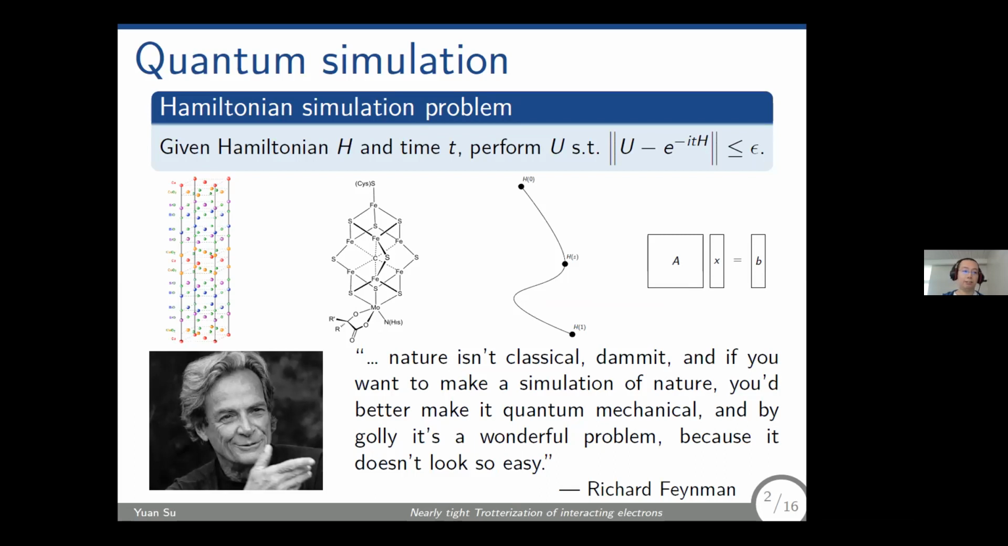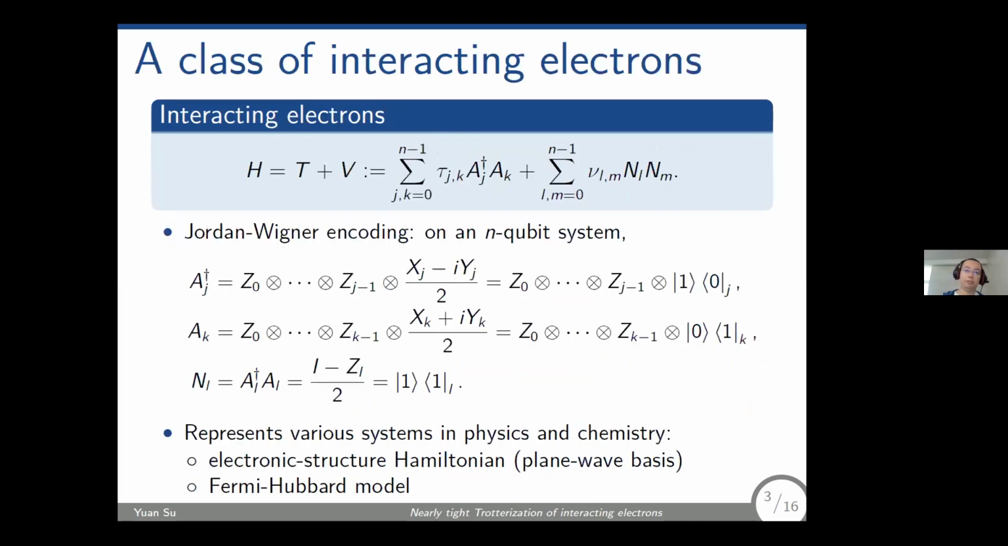In any case, this problem of quantum simulation is one of the original motivations for Feynman to propose the idea of a quantum computer. There are many quantum systems that you can consider simulating on a quantum computer, but in this talk, I would like to focus on one specific family of systems: a class of interacting electrons.